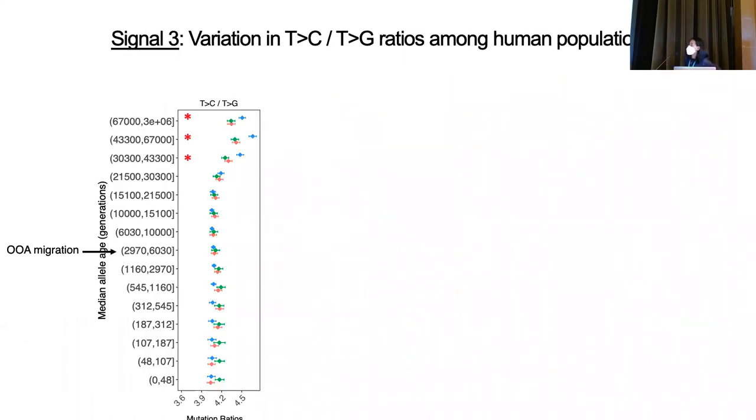And next, let's look at our signal three, which is, in my opinion, the most interesting because these mutations are differentiating. This ratio is differentiated in human populations.